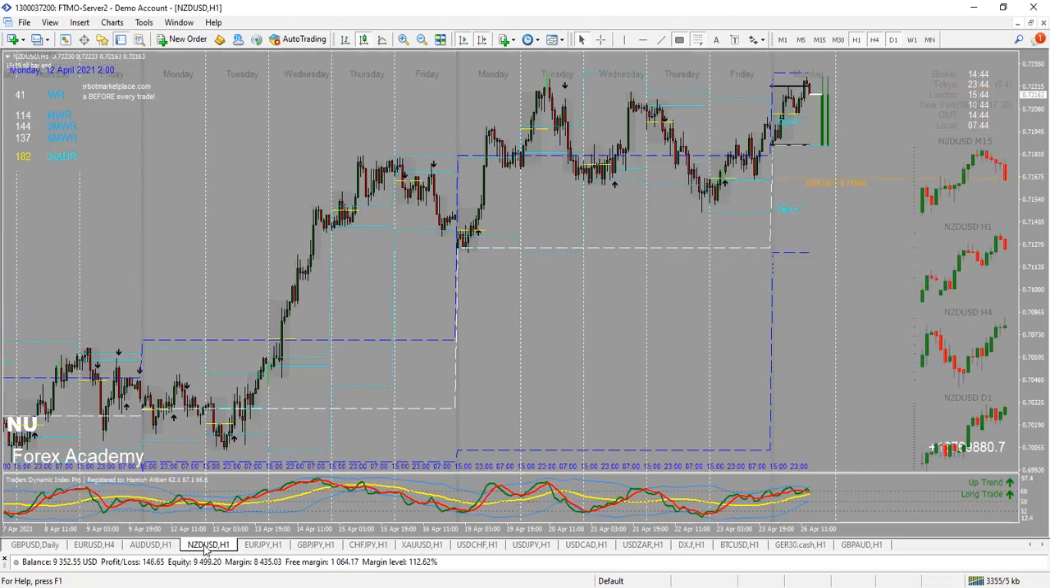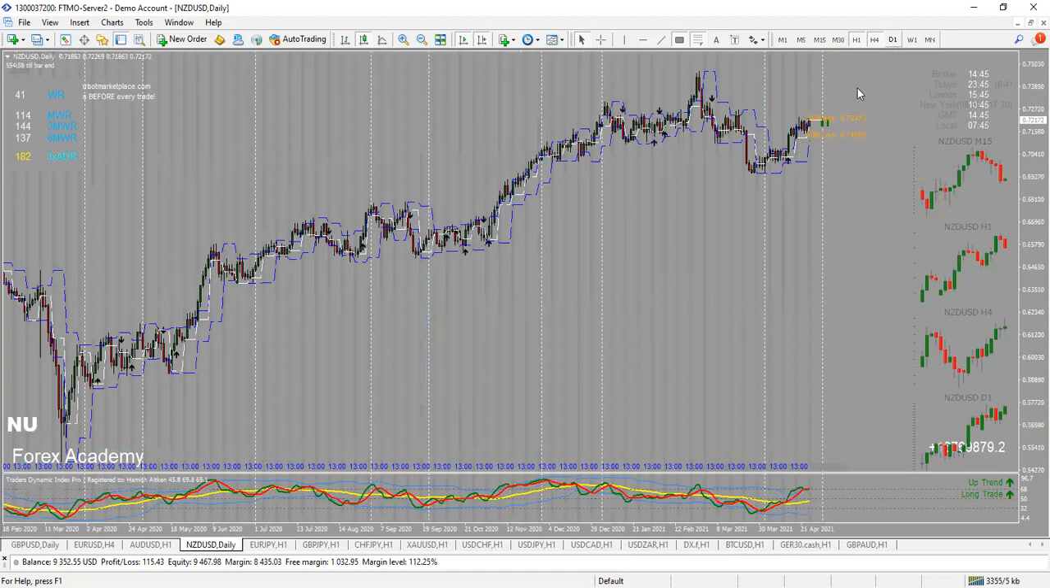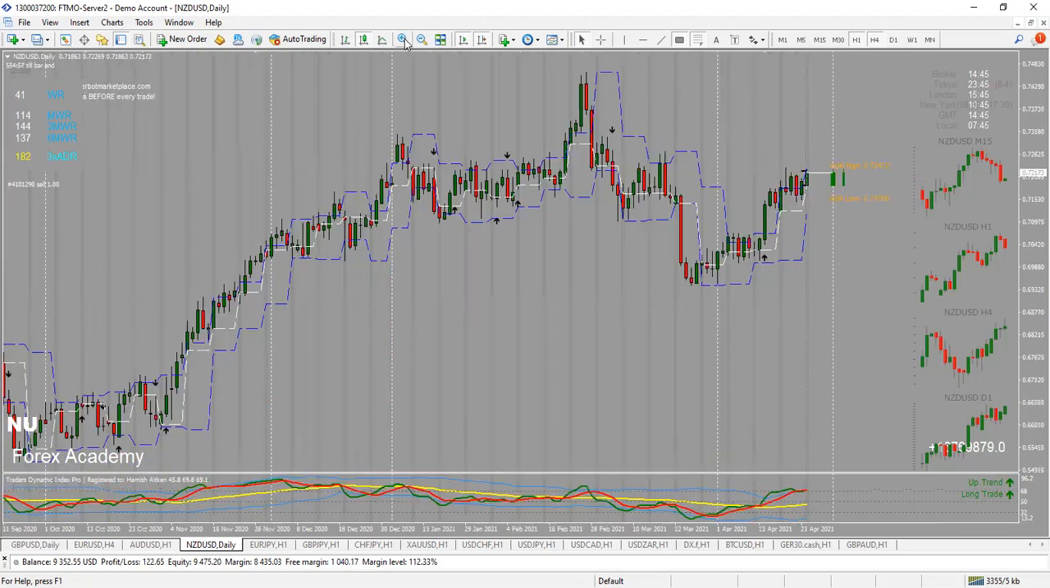This is the pair that I'm trading, guys. I'm already in with three positions. Why I took this trade is because I was still bearish on this pair, and I'm looking for the market to take out these lows.